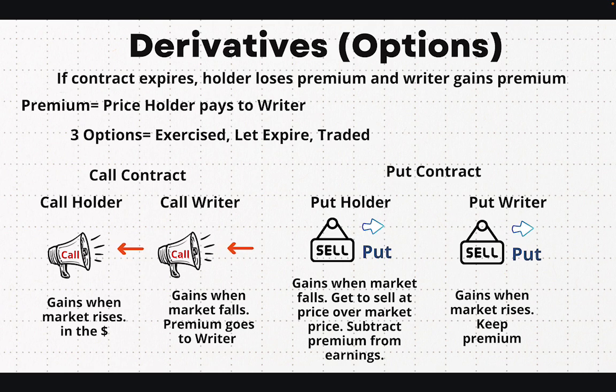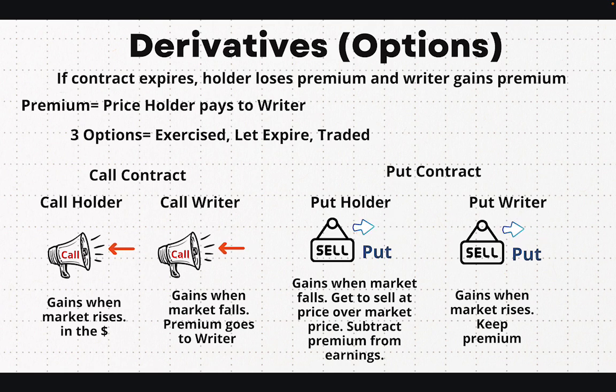Now, what happens when the market falls? Well, for the call writer, if the market falls, then the buyer is not going to want to pay the higher price when the price has fallen. It's not worth as much. So the writer is going to keep the premium. The writer wants the market to fall when there's a call.